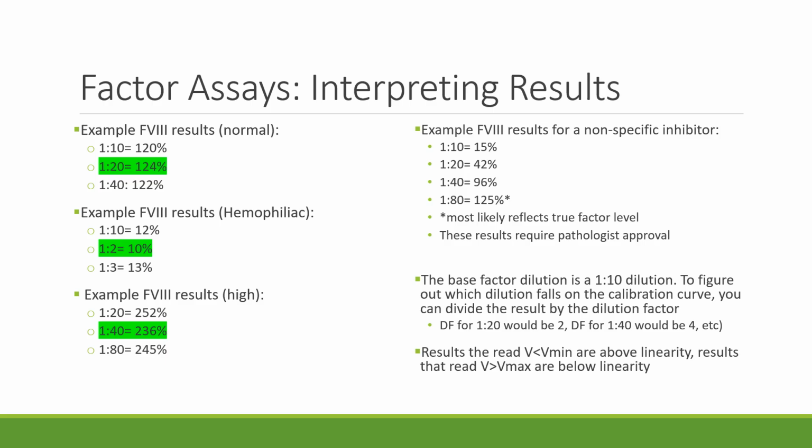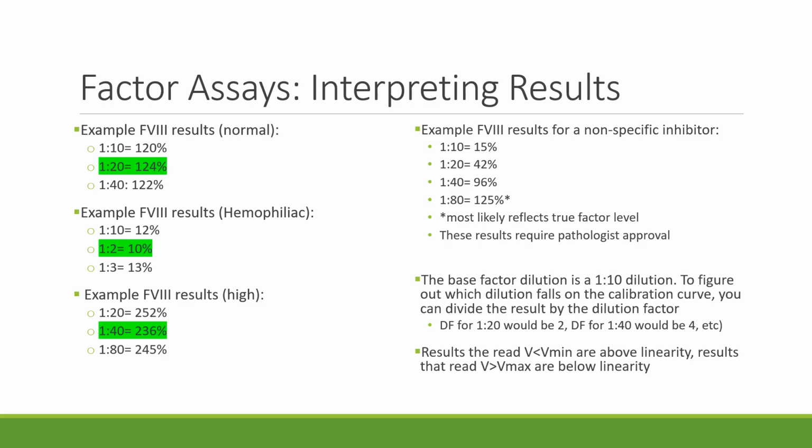We'll have our 236, and that is going to be divided by 4. So that equals 59, and that does fall on the calibration curve. And then 245 divided by 8 is 31. So both the dilutions of 1 to 40 and 1 to 80 fall within the calibration curve. However, when we have 2 values that fall in the calibration curve, we are always going to choose the calibration that has the lowest dilution, and that would be the 1 to 40.